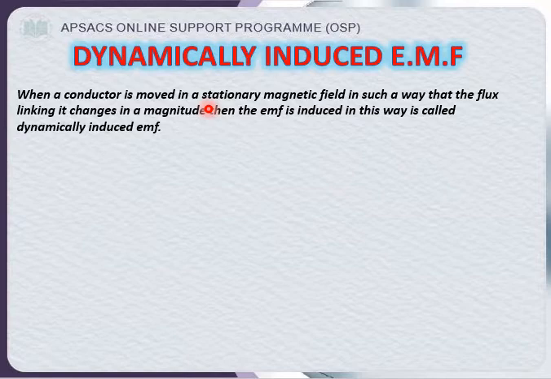In dynamically induced EMF, there is a stationary magnetic field and the conductor is moving in that magnetic field in such a way that the flux linkage changes in magnitude. The EMF induced in this way is called dynamically induced EMF. Examples of dynamically induced EMF include the generator, where there is a moving coil in the presence of a stationary magnetic field.